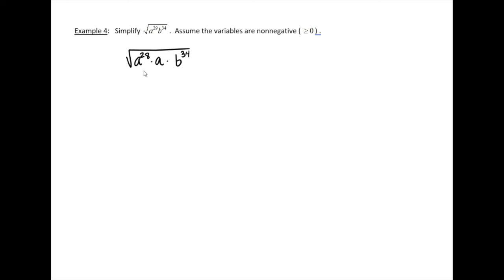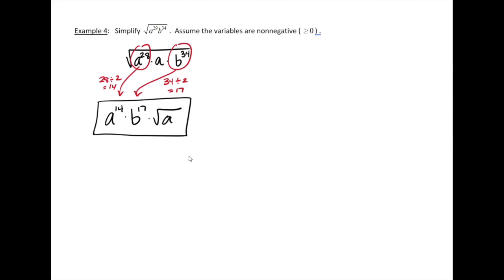A to the 28th power times a to the 1 power is equal to a to the 29th power. That gives us the perfect square a to the 28th power and b to the 34th power. And when we take the square roots, we will divide these exponents by 2. And that gives us a to the 14th power times b to the 17th power on the outside, and we have a factor of a left on the inside.